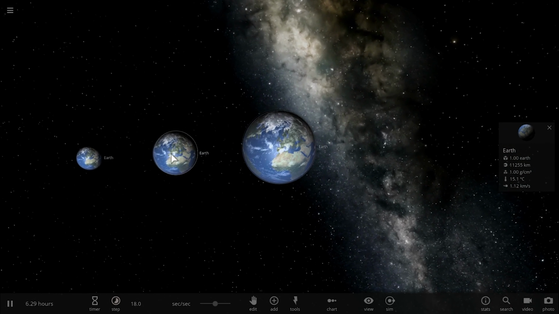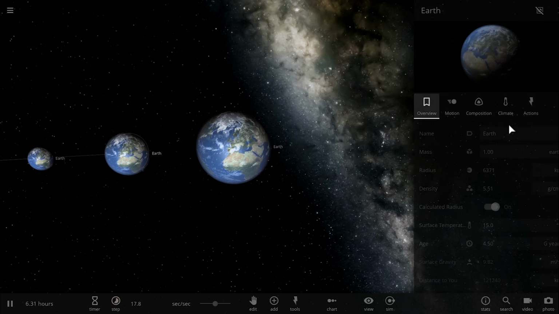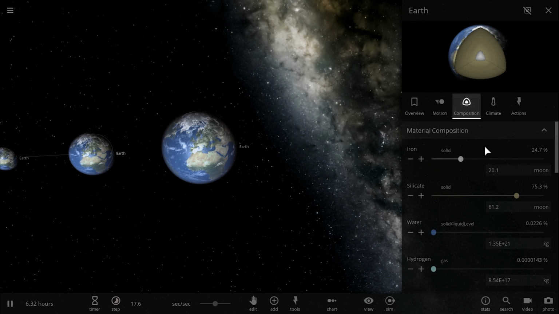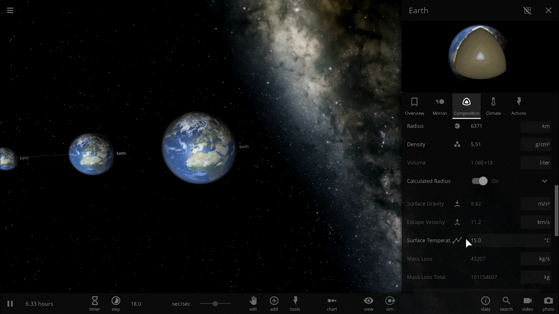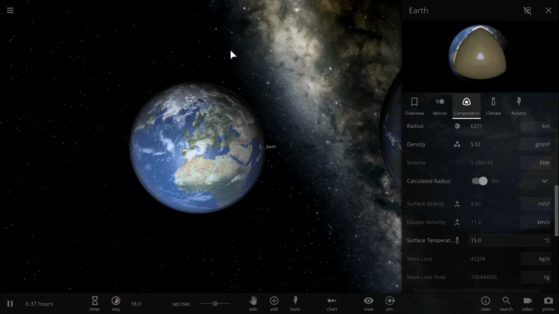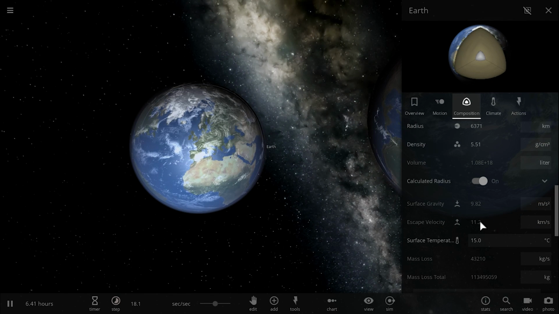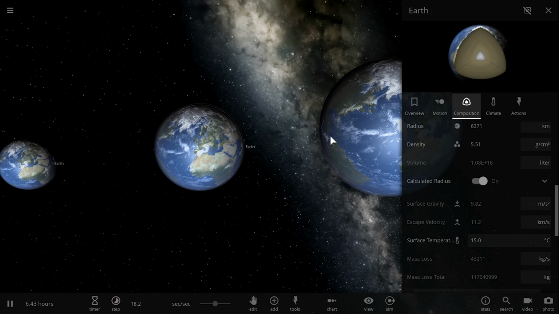But despite the fact that they all have the same mass, their escape velocity is going to be different. For the typical Earth, the escape velocity is 11.2 kilometers per second. This means that you have to achieve 11.2 kilometers per second to escape the gravitational pull of the planet. To achieve orbit around the planet, you only need about 8 kilometers per second, but this is the number we're going to be looking at. And the surface gravity here is 9.82 meters per second squared.